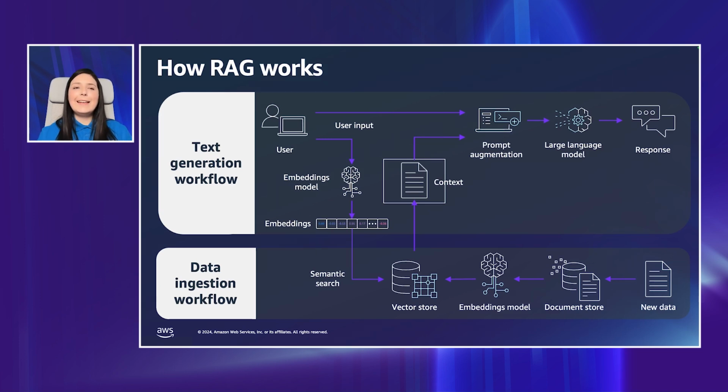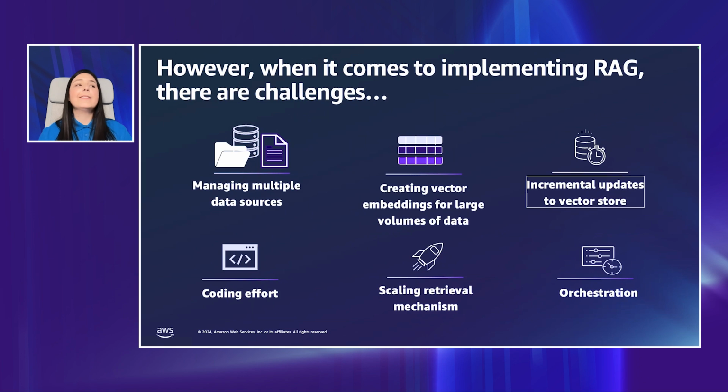So even explaining that is complicated. When we're talking about RAG, you can see that this has many challenges. We are talking about multiple data sources. We are talking about creating these embedding vectors for large volumes of data. We are talking about incremental updates on your vector store every time you have a new document, or maybe you deleted a document and you don't want it to be in the vector store anymore. All of this requires a lot of code effort. It requires a scaling mechanism. It requires an orchestration mechanism. So there are some open source tools such as LangChain that already make this much easier.